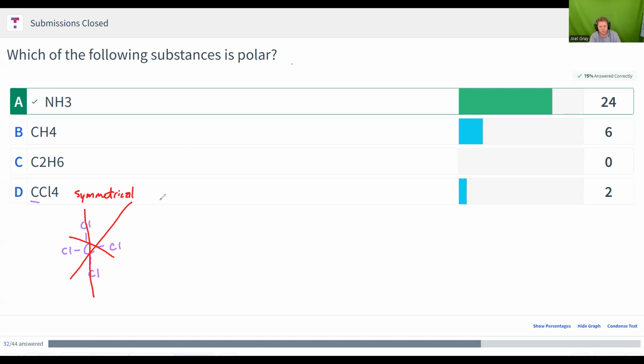Now, the next thing that I'm going to do is go to CH4. This is going to look like this. See, carbon's rolling in with 4 valence electrons. H, H, H, and H. What's our axis? That could be an axis. You got 2 hydrogens on each side. If you want to draw it like that, that's an axis. They're identical on each side. So this is symmetrical as well.